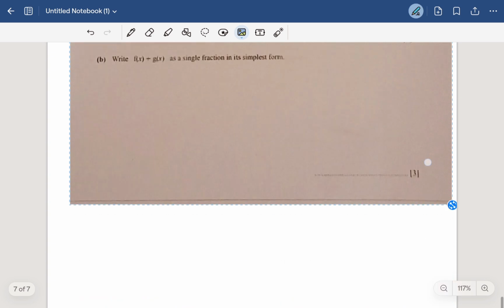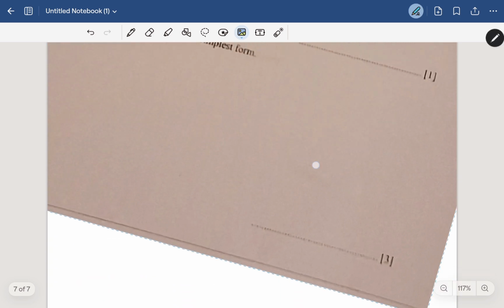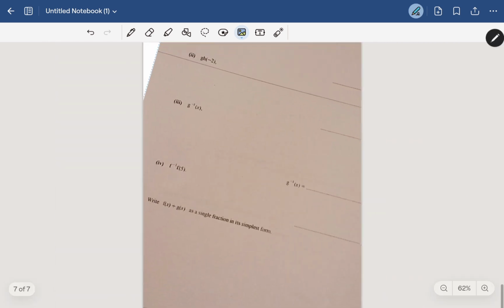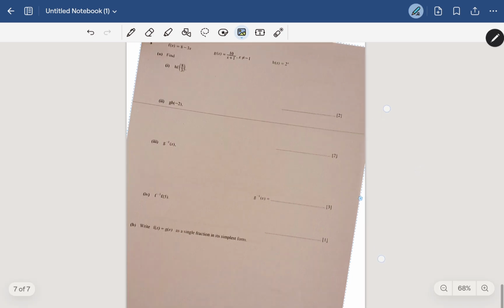Oops. I think I moved it. Oh my goodness. Okay, I fixed it. There we go.